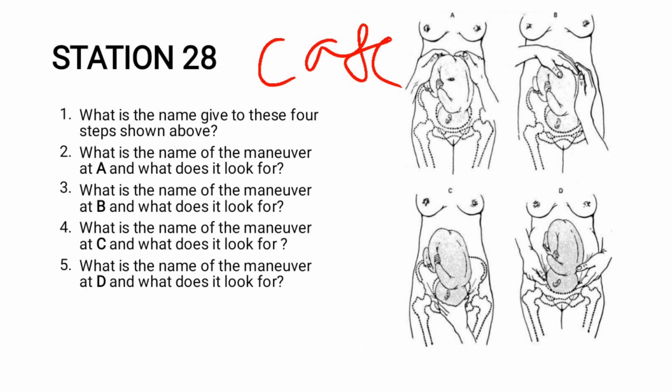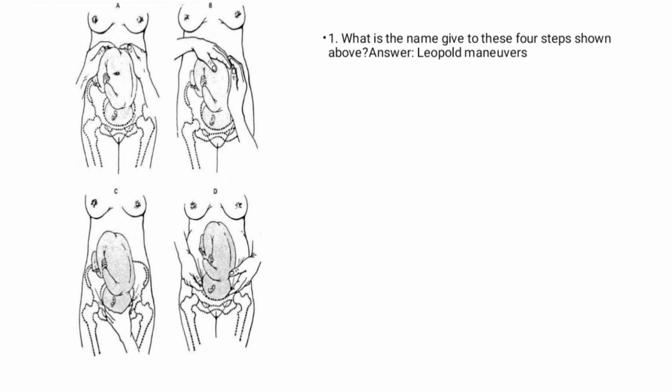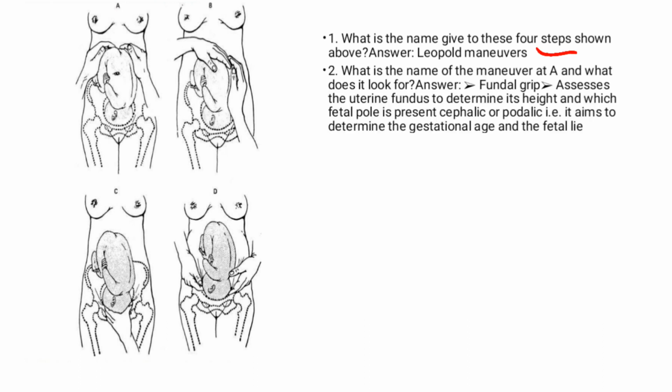Okay, so these are very important maneuvers that we usually perform. Then maneuver A, the name of these maneuvers are known as Leopold's maneuvers. Then the name of the maneuver at A and what it looks for. So maneuver A is known as fundal grip. As you can see, the hands are holding on the fundus.